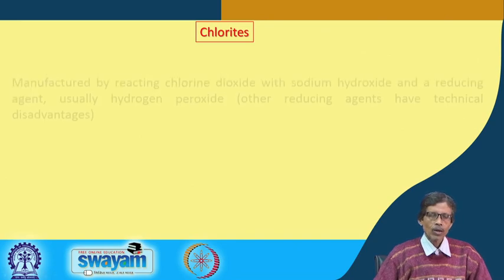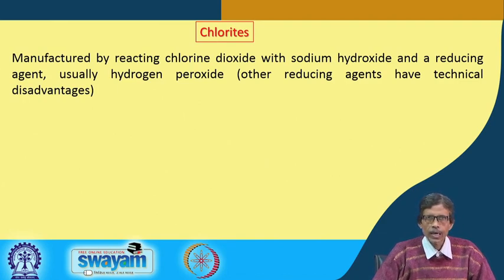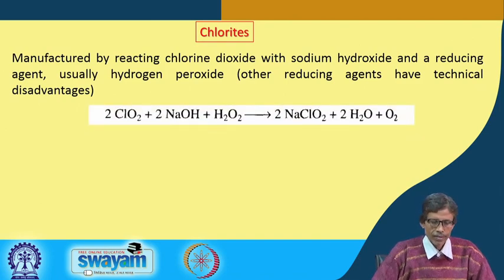Then we move to the chlorites, having a larger number of oxygen centers attached to the chlorine. Sodium chlorite is manufactured basically by reacting chlorine dioxide, that means ClO2, with sodium hydroxide and a reducing agent, usually hydrogen peroxide. Other reducing agents can have disadvantages, so we do not prefer them. The very selective one is hydrogen peroxide, which we all know can supply hydroxide groups as well as oxide functions if it goes for different types of reactions.